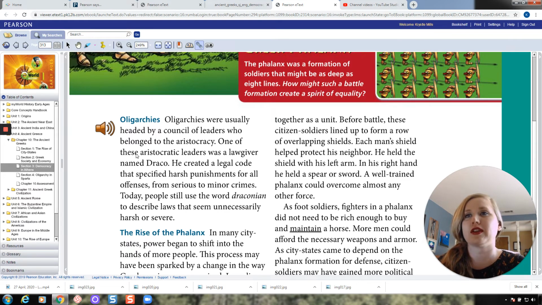So let's read that. Oligarchies were usually headed by a council of leaders who belonged to the aristocracy.